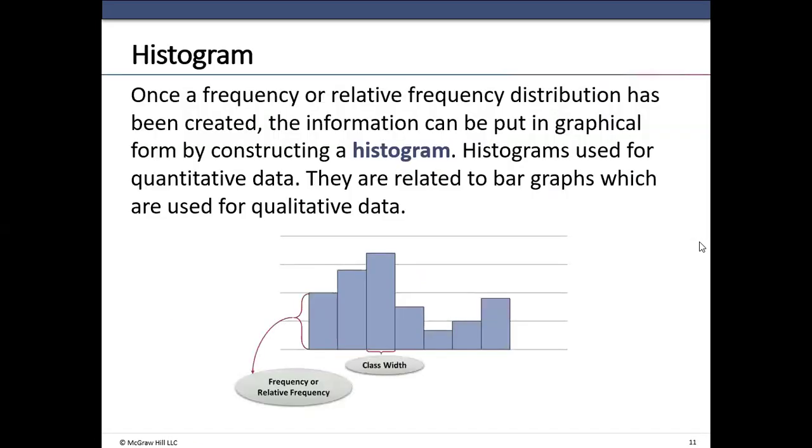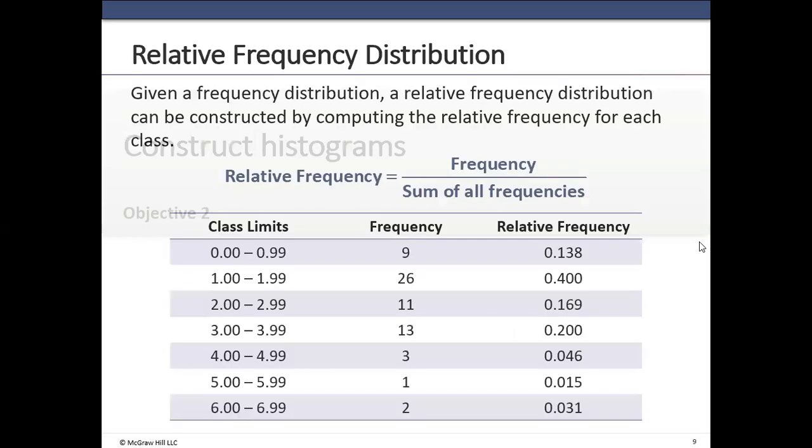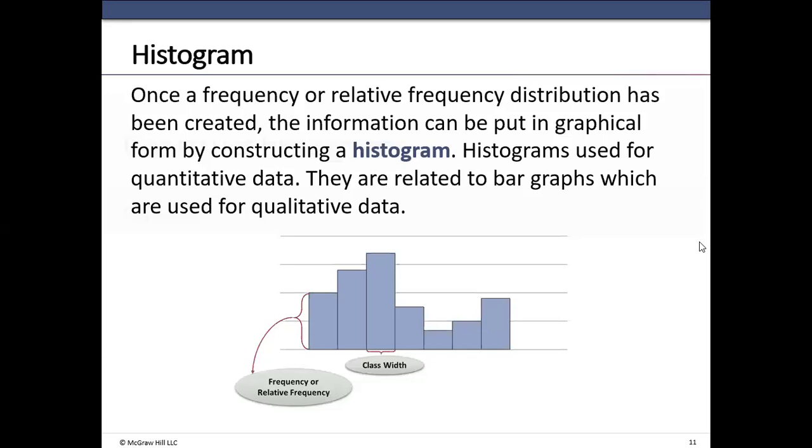And then we can construct a histogram once a frequency or relative frequency distribution has been created. So this table is called a relative frequency distribution. It is not called a relative frequency distribution table. It is just relative frequency. And it says once a frequency or relative frequency distribution has been created, the information can be put in graphical form by constructing a histogram.